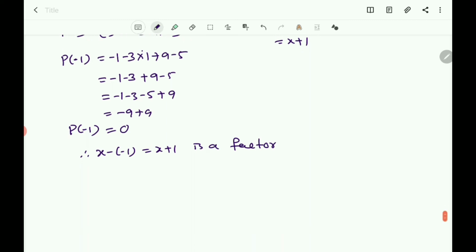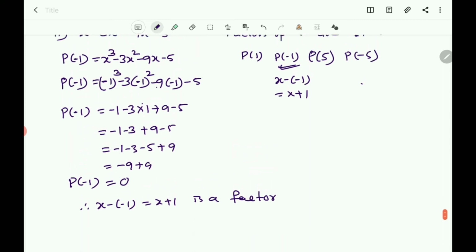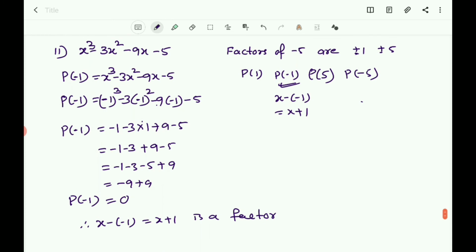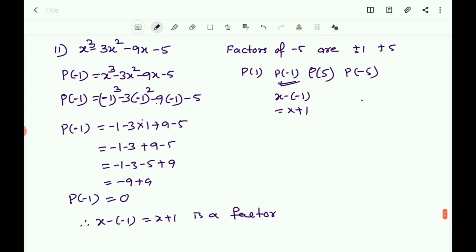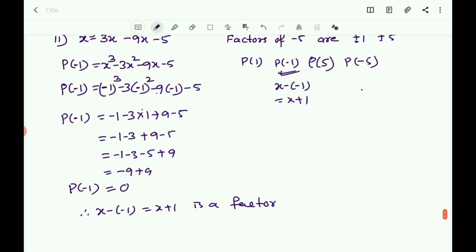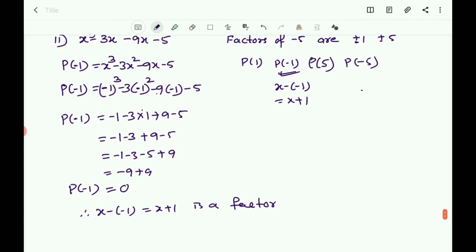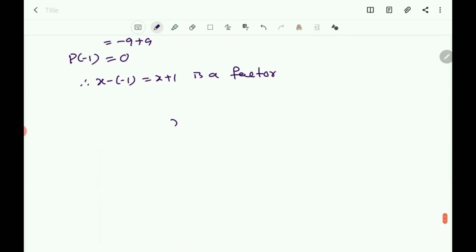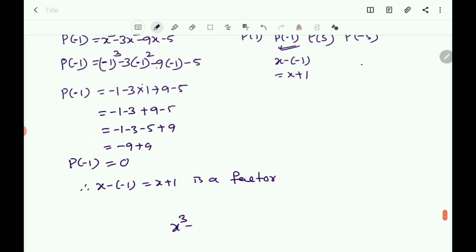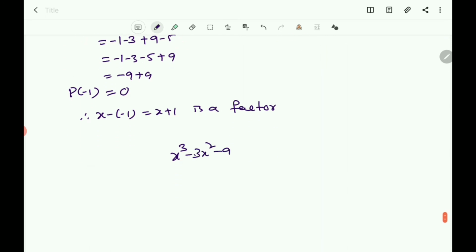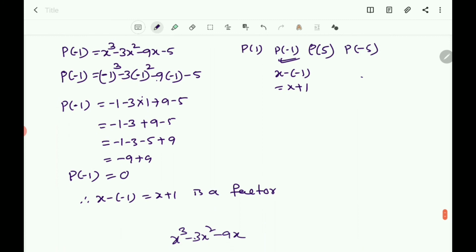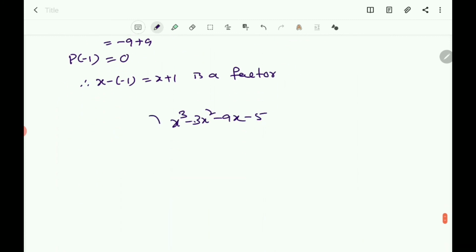X plus 1 is one factor you got here, and by using that factor you can divide x cube minus 3x square minus 9x minus 5 to get the other factors. So you take x cube minus 3x square minus 9x minus 5, that is to be divided by what? X plus 1. Now you divide.